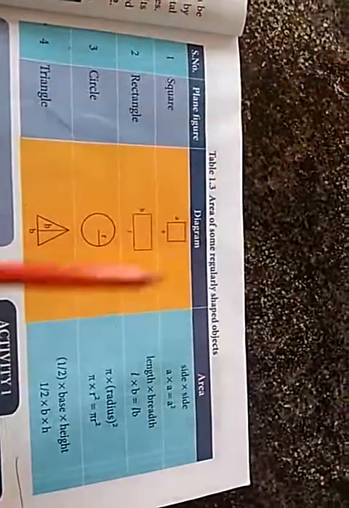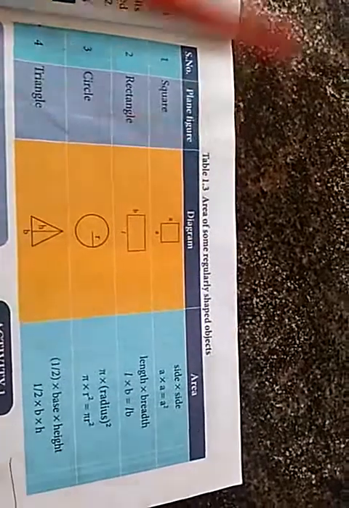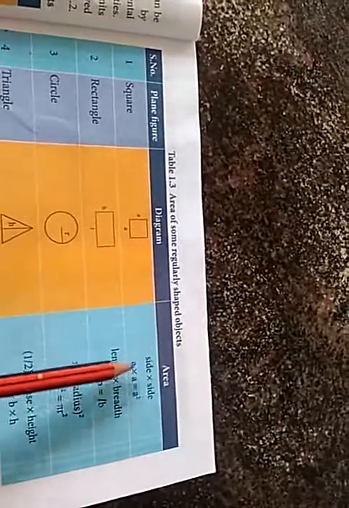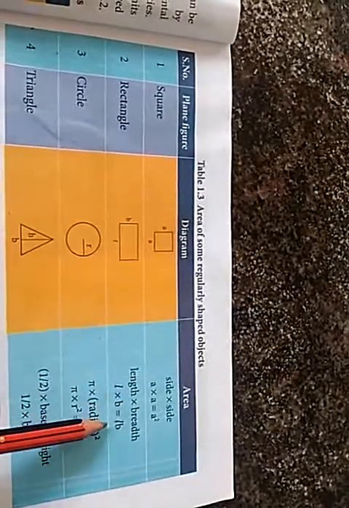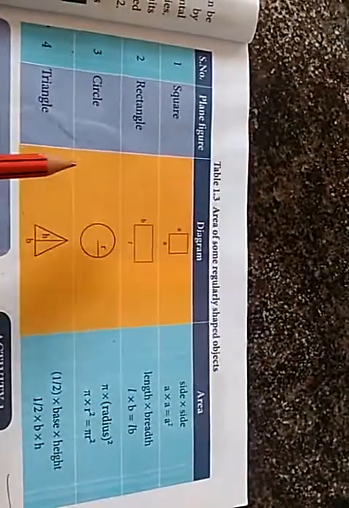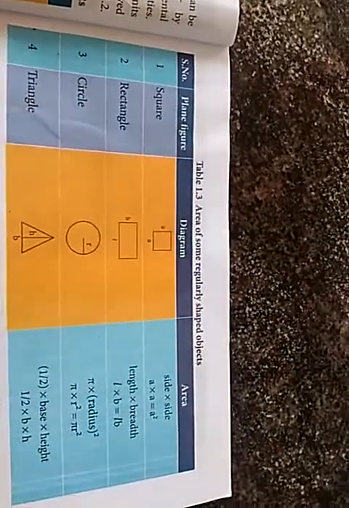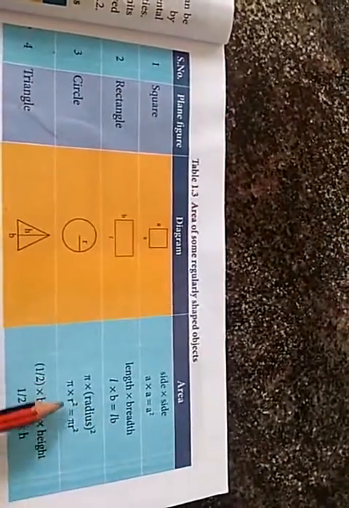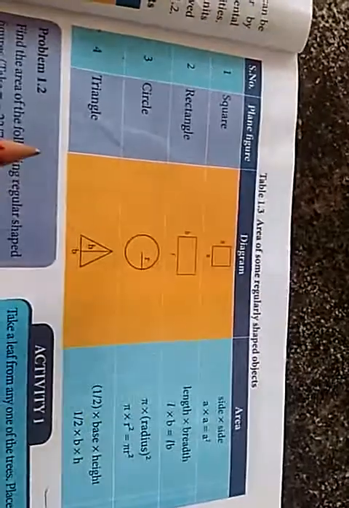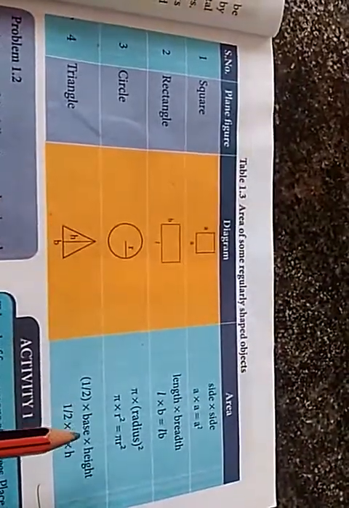Students, here we see the area of some regularly shaped objects. First one, square. The area of the square is equal to side into side, a into a, is equal to a square. Then the area of the rectangle is length into breadth, L into B, is equal to LB. Then the area of the circle is pi into radius square, pi r square. Then the area of a triangle is equal to 1 by 2 base into height, half b height. These are the formulas used to calculate the area.